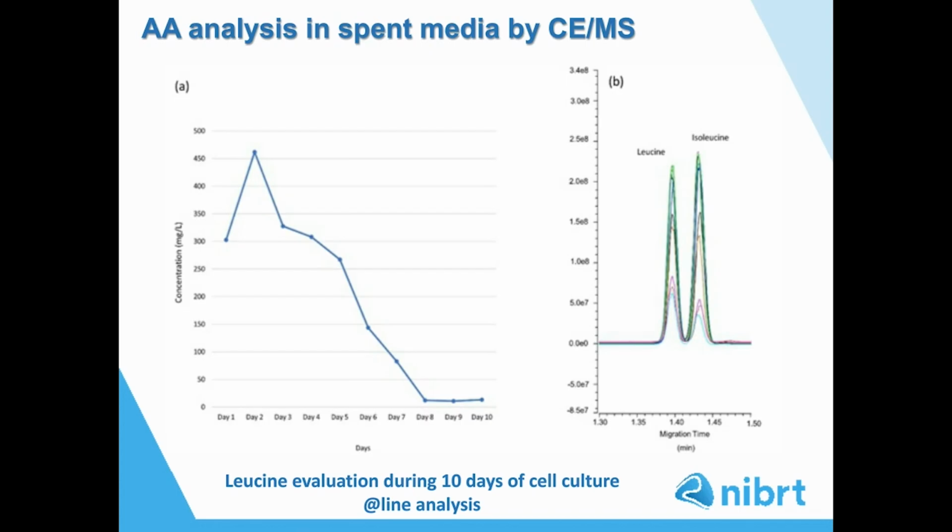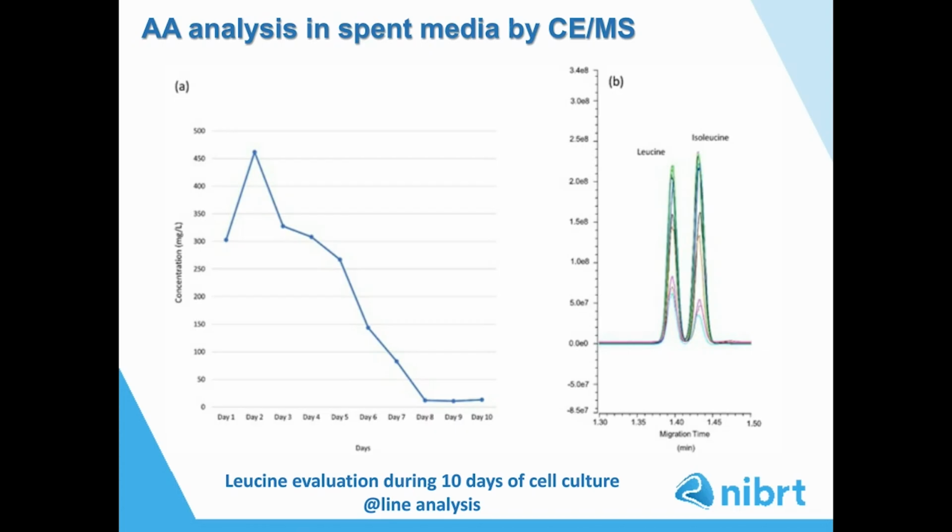And the overlay on the right side shows the extracted ion chromatograms over the 10 days for leucine and isoleucine MS signals. In the same way, this was done for all the amino acids, and it was possible to monitor their behavior along the 10 days with a very quick analysis of only 3 minutes.